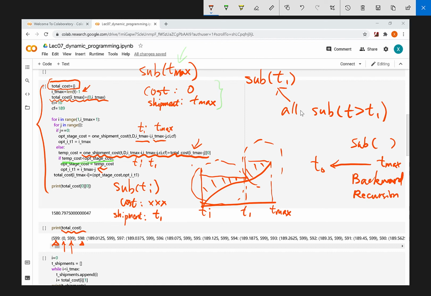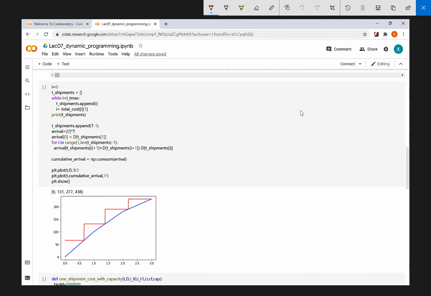And then we calculate its total cost, which is 189.0125. This is the total cost for the subproblem starting from tmax minus 1. And then the shipment time is 599. That means to achieve the optimum, we need to just ship once at the index 598. Similarly, we can see 597, the total cost is a little bit larger, and the shipment index is still 599, and so on.